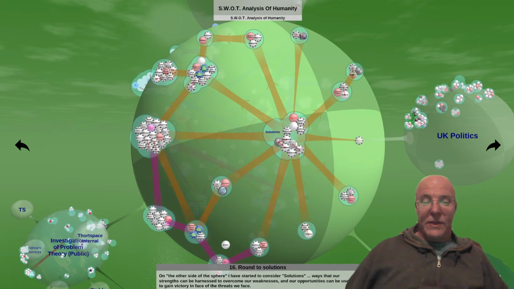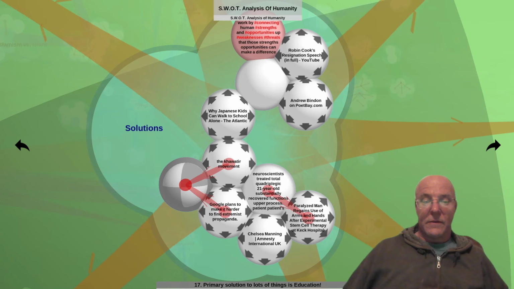16. Round to solutions. On the other side of the sphere, I've started to consider solutions, ways that our strengths can be harnessed to overcome our weaknesses, and our opportunities can be used to gain victory in the face of the threats we face. 17. Primary solution to lots of things is education.